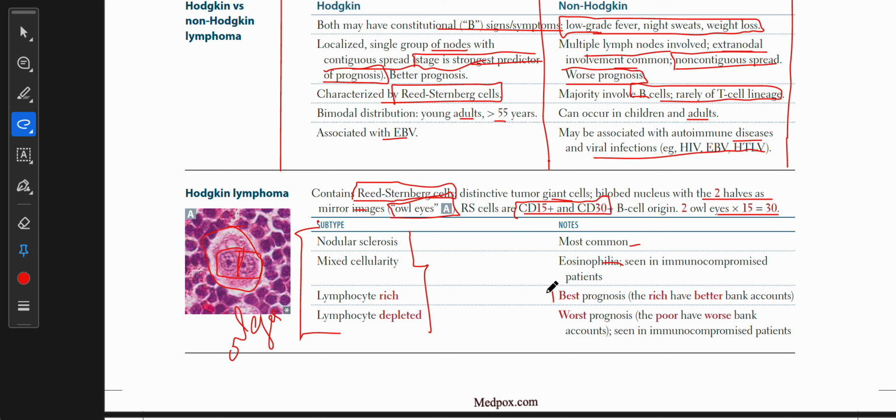The rich have better bank accounts, obviously, so treatment is usual. Lymphocyte depleted has the worst prognosis, because the poor have worse bank accounts, and is seen in immunocompromised patients. So lymphocyte rich has the best prognosis, but lymphocyte depleted has the worst prognosis because there's depletion in here, so the poor have worse prognosis, right?